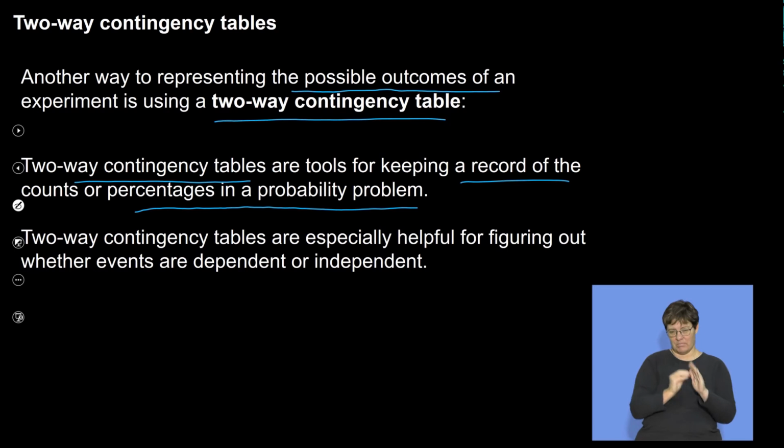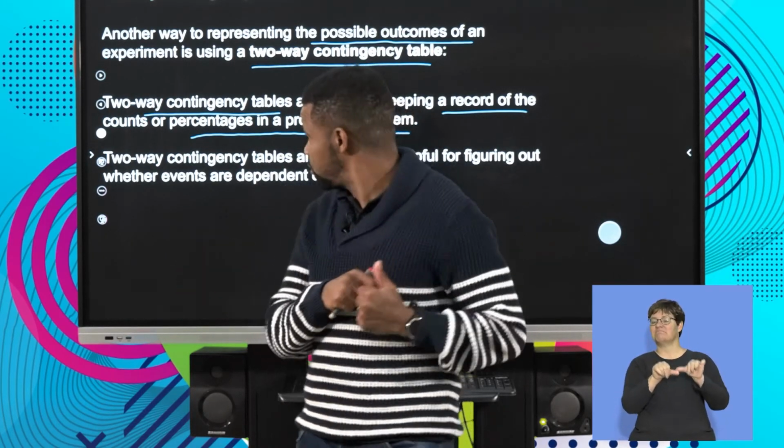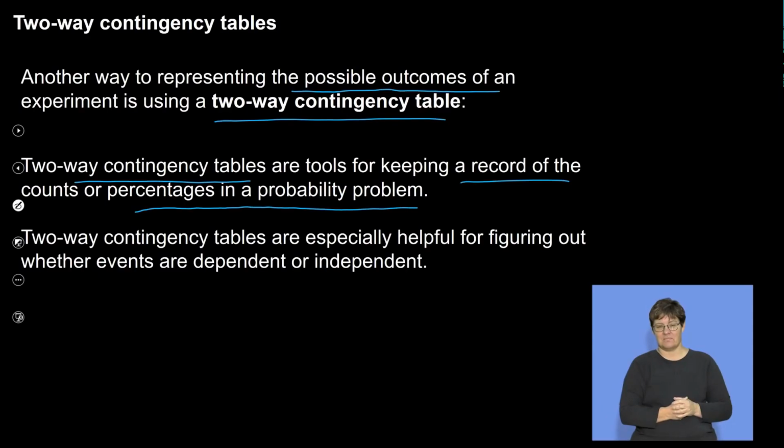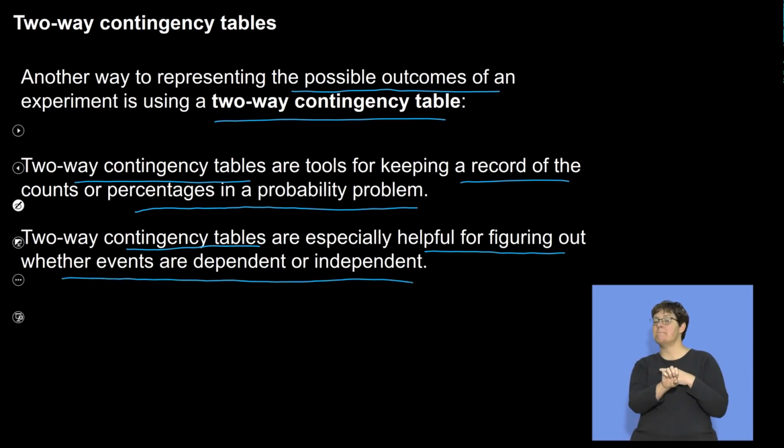You probably have seen that in reports, especially the COVID report, where they put tables. That's another example of a contingency table. Two-way contingency tables are especially helpful for figuring out whether an event is dependent or independent. Do you remember independent or dependent?